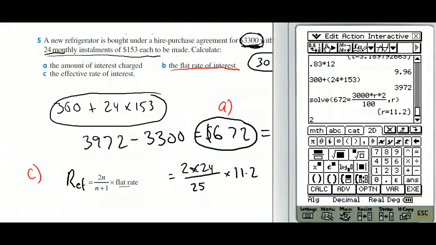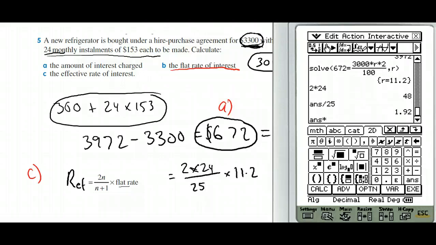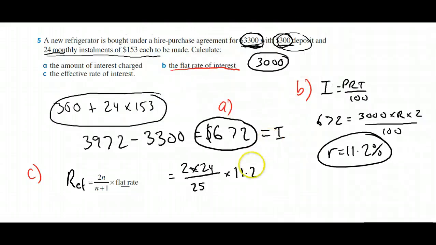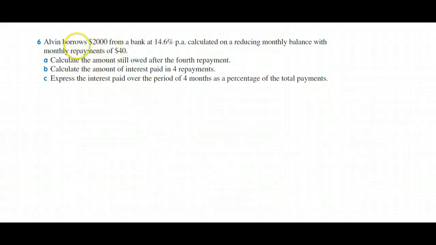Okay, so 2 times 24 is 48. Divide that by 25 and we get that, and then multiply that by 11.2, our interest rate. 21.5 is the effective, 21.5% is the real or effective rate of interest. Let's call it REF.